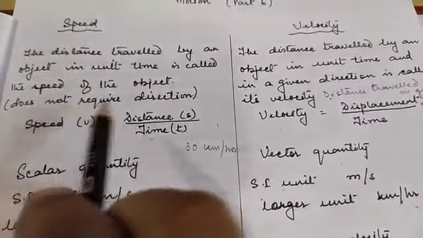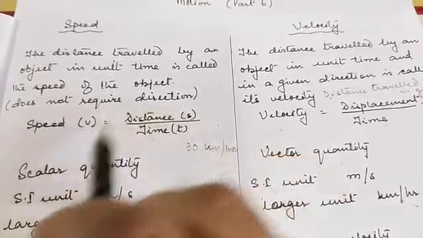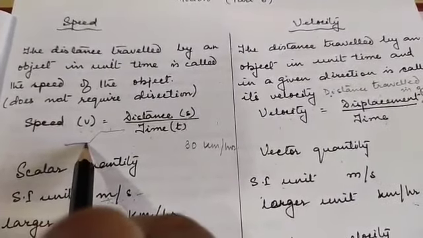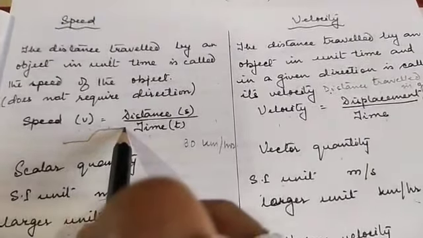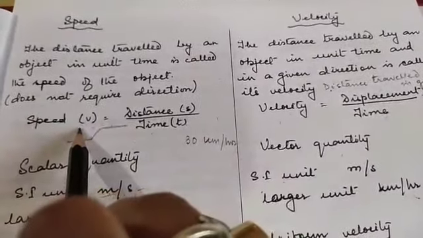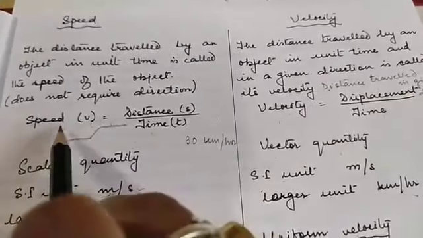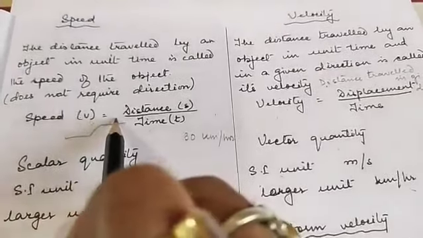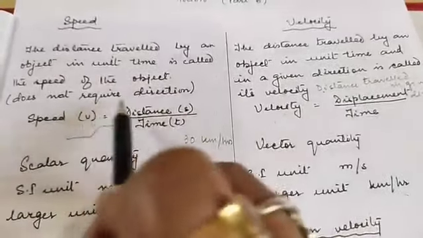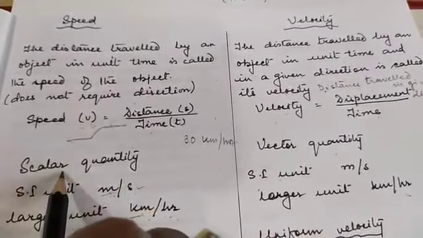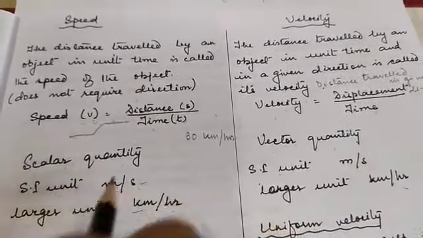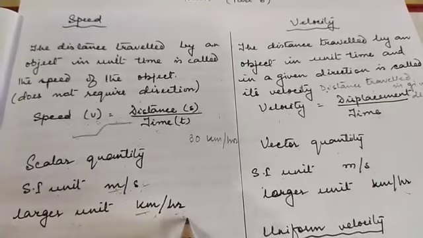Speed does not require any direction. You can move this way, then this way. The speed is the total distance that you are covering and how much time you are taking to cover it. The ratio between the distance and the time is the speed, denoted by small v. v is equal to distance s by time t. Since no direction is needed, it is a scalar quantity. The SI unit is meter per second and the larger unit is kilometer per hour.